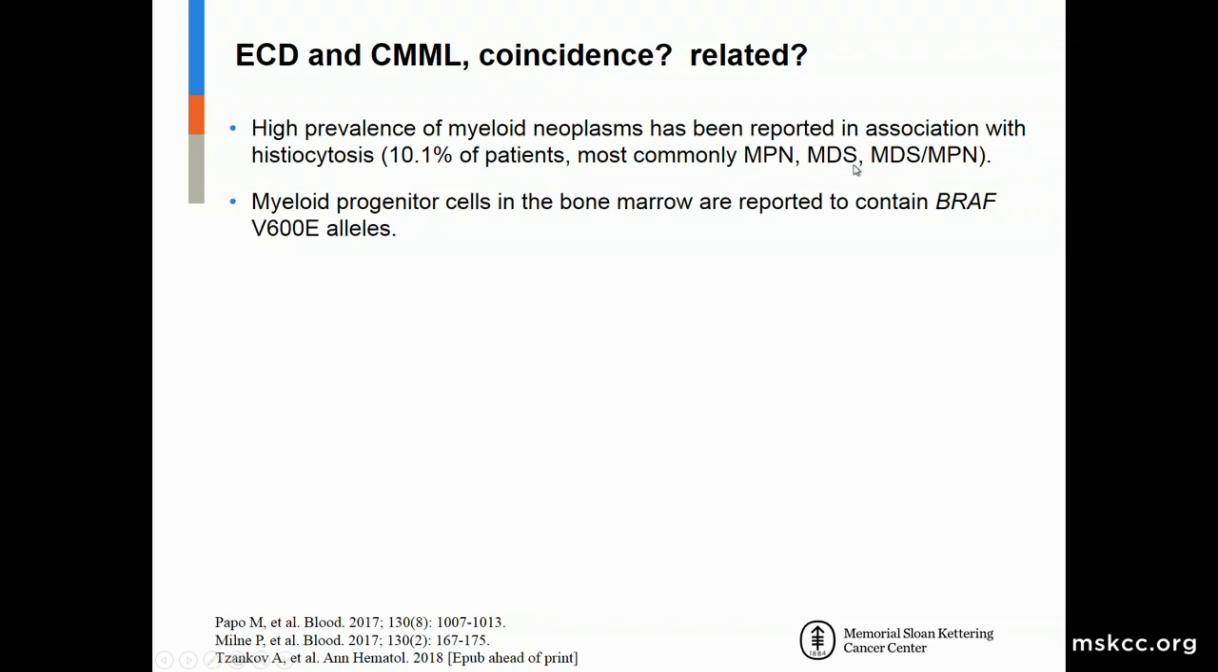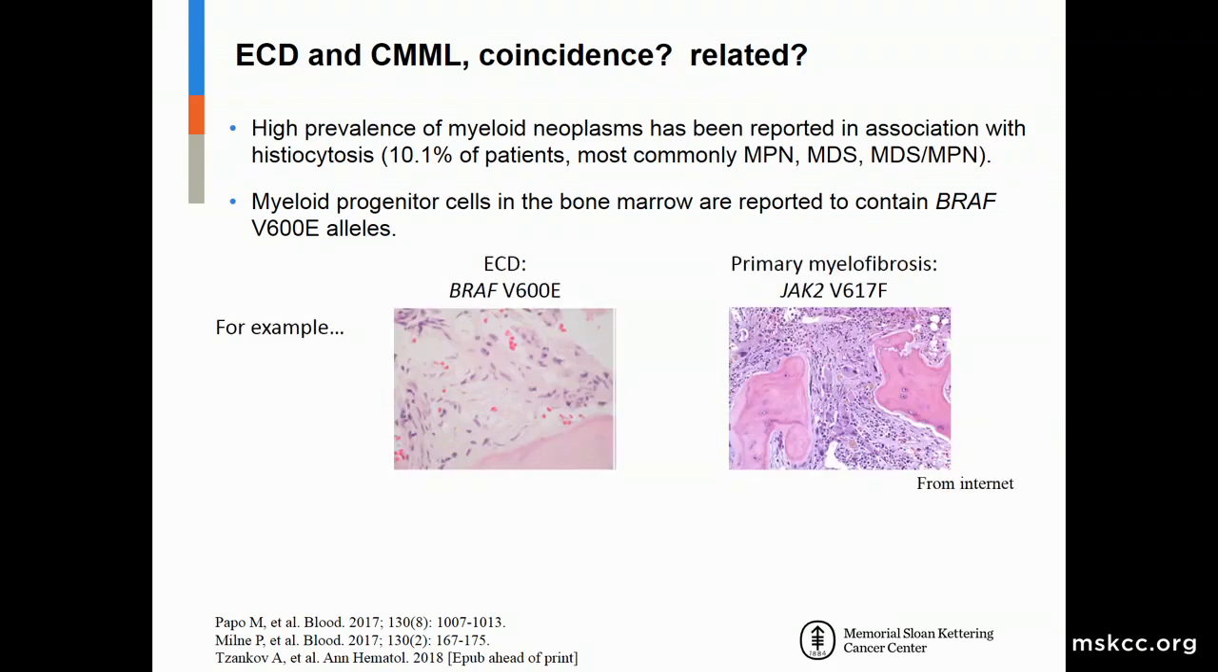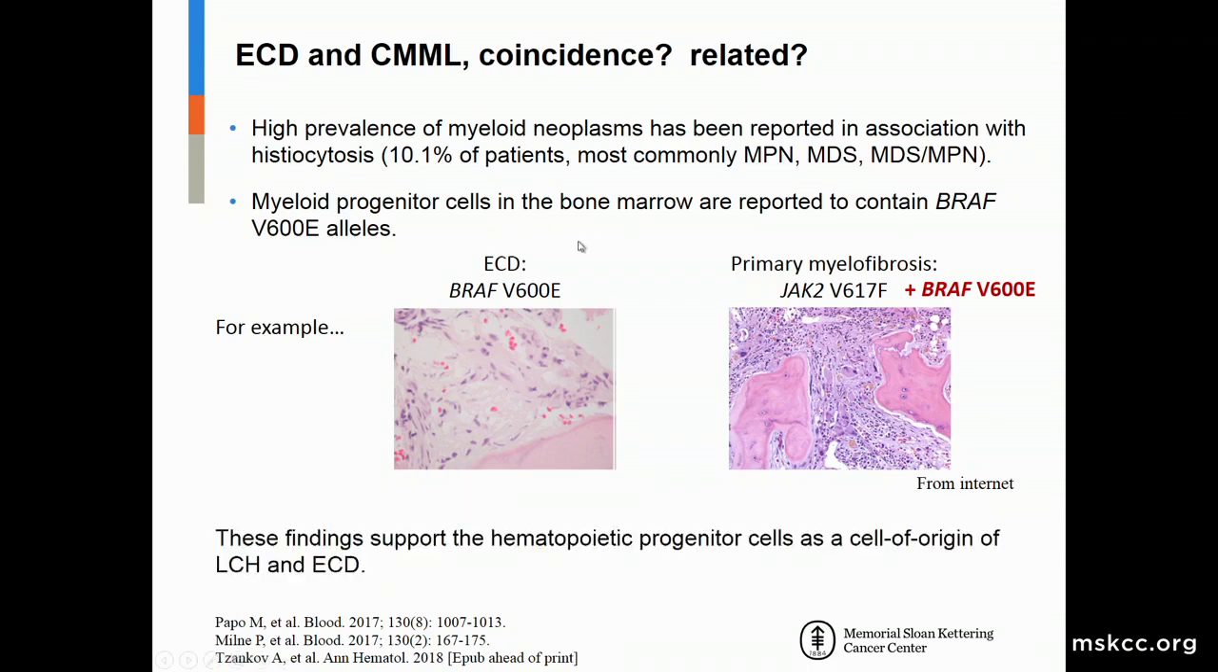Also, myeloid progenitor cells in the bone marrow of these cases were reported to harbor a BRAF mutation. This means, for example, that a patient has Erdheim-Chester disease elsewhere with a BRAF mutation, and the patient has a concomitant myeloid neoplasm, for example primary myelofibrosis with a JAK2 mutation. But this myelofibrosis also has the BRAF V600E mutation. So these findings support that hematopoietic progenitor cells are the cell of origin of histiocytosis.